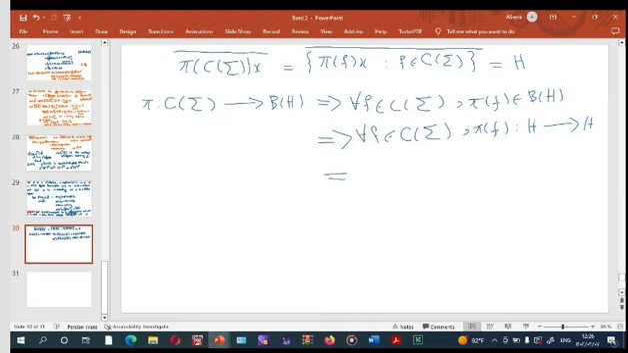So for any F in C of sigma, PF of X must belong to H, okay? So these elements are in H. Now if the set of all these elements, as a subset of H, is dense in H, we say that this X is a cyclic vector. Okay.